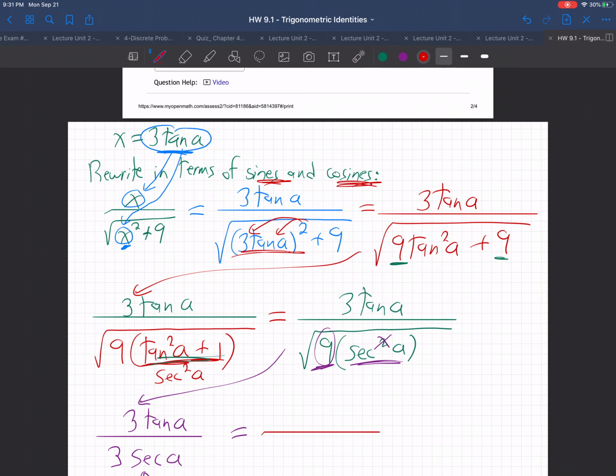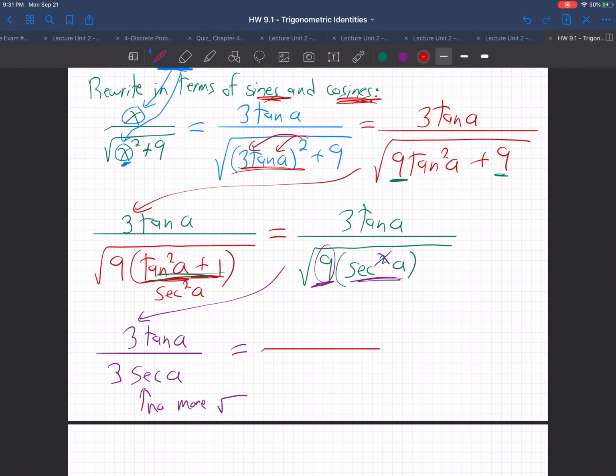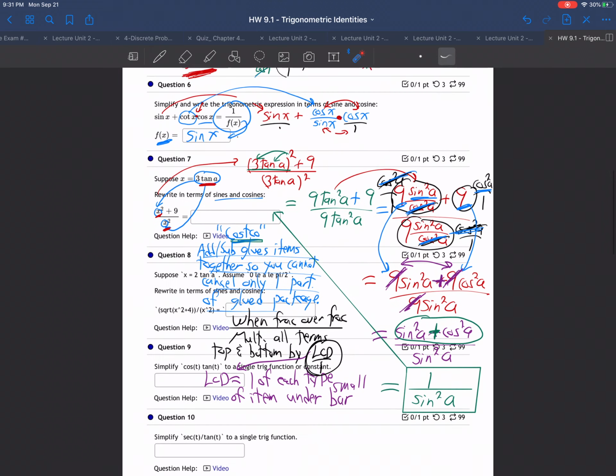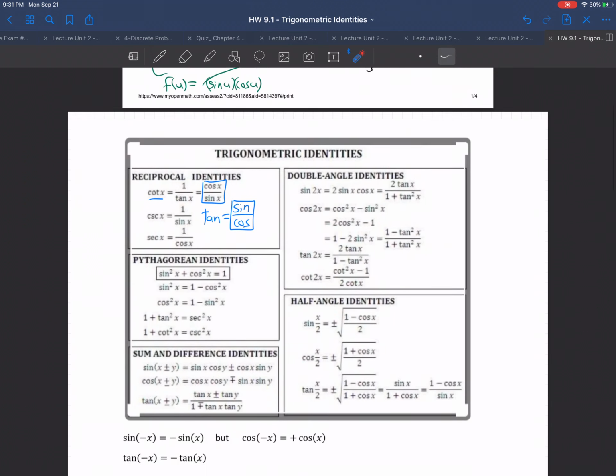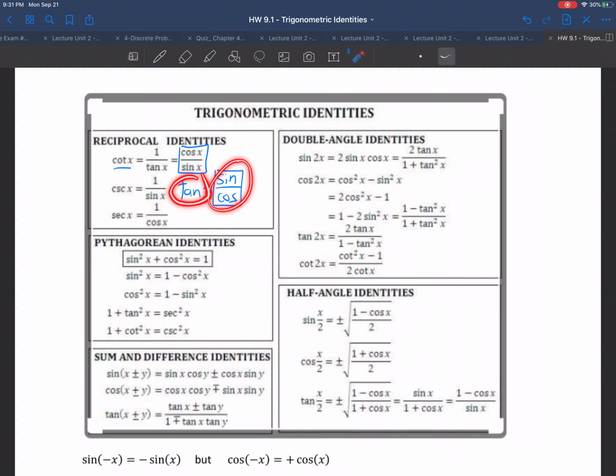Sines and cosines. Write these in terms of sines and cosines. We have a tangent on the top here and a secant on the bottom. Sines and cosines. Let's look to our formula sheet. Tangent is sine over cosine. Secant is 1 over cosine. So let's go do that.